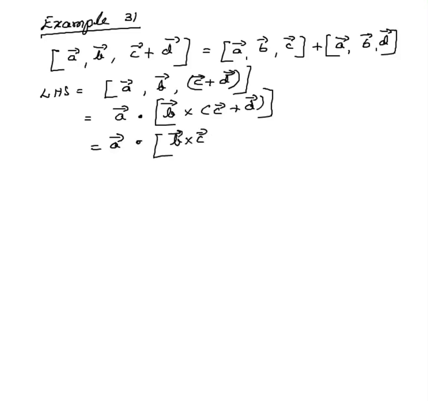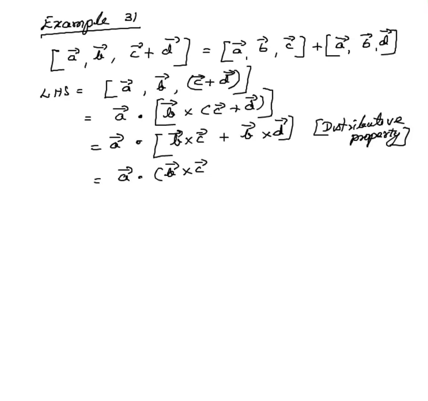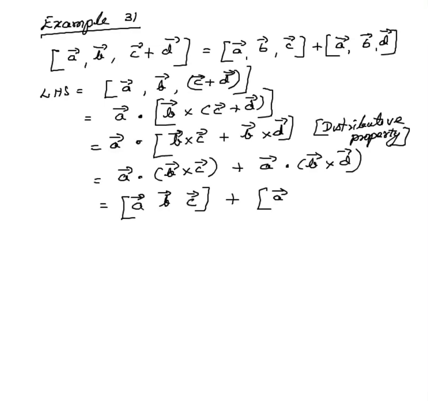We get B cross C plus B cross D. Now again distributive property. We get A dot B cross C plus A dot B cross D. And this can be written as ABC plus, and that is ABD, which is the right hand side.